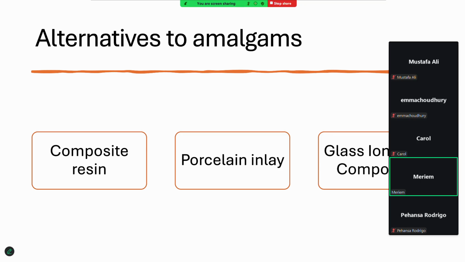The last material is glass ionomer cement, a tooth-colored material that releases fluoride to help prevent further decay and bonds directly to the tooth. GIC is less durable than other materials, but its fluoride-releasing properties make it beneficial for fighting decay in the surrounding tooth. GIC is typically used for temporary fillings, pediatric dentistry, high-risk patients, and small cavities.